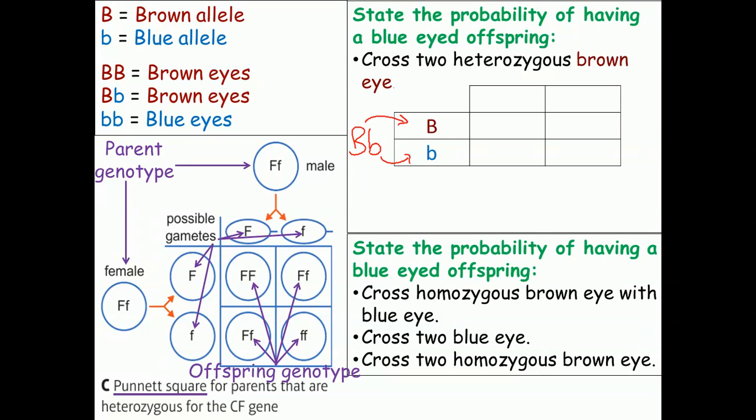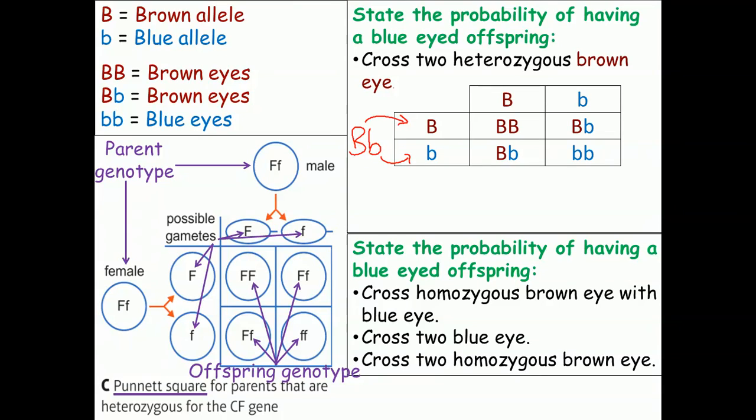And the other individual is also heterozygous, so we do exactly the same thing. And then we look at the combinations they produce. So capital B, capital B, capital B, lowercase b, capital B, lowercase b. In Punnett squares, you always write the dominant allele first. And that's why it's capital B, lowercase b, and not lowercase b, capital B. And then the last possible offspring is lowercase b, lowercase b.